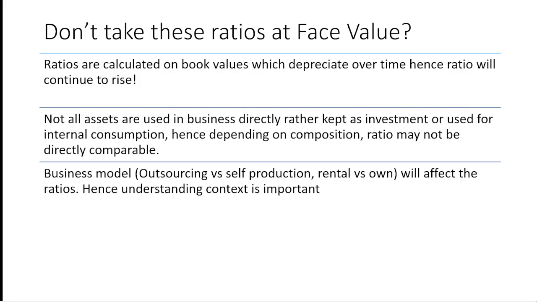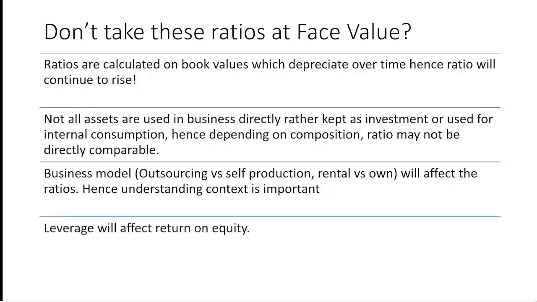Business model will affect the ratios. So outsourcing versus self production, retail versus own products. For example, Samsung may be very high on assets because they keep high inventory. They own the stores, while the other companies may not own the stores. They may use distributors to sell, which means their assets are lower. So the business model makes a difference. If you outsource, your assets are low compared to self production, but it may also affect your profitability and your return on equity or return on investments. So you have to consider those differences when you are comparing or understanding the return ratios.